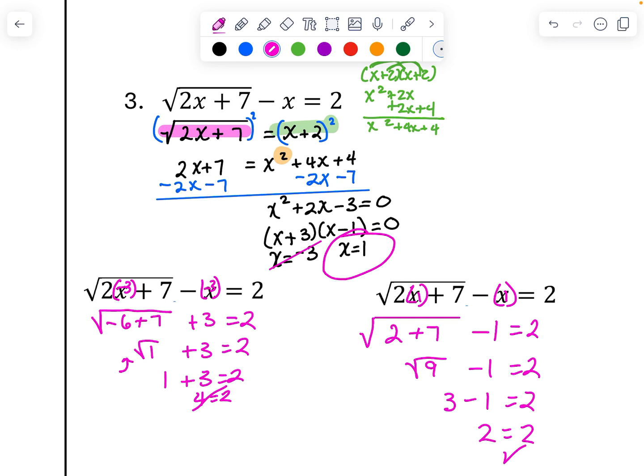By the way, if we would have checked question 1 and question 2, we would have gotten that they work also. All right, my friends, so that is how you solve a radical equation.